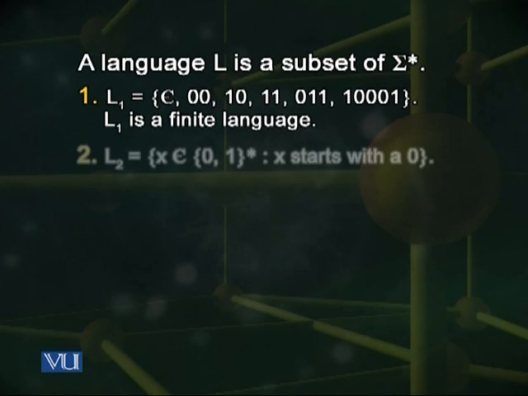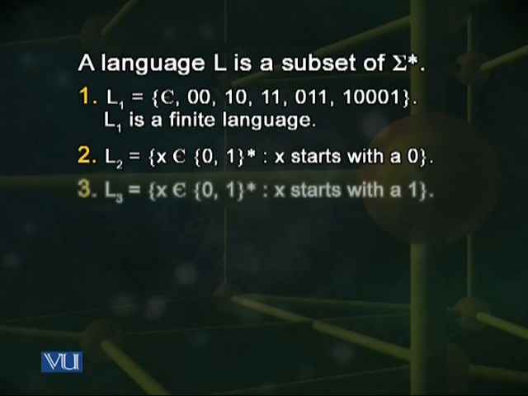Let's look at another interesting language, which is infinite. L2, which is the set of all strings over 0, 1, which start with a 0. So L2 consists of all the strings which start with a 0, and it does not consist of any string that starts with a 1. The language L3 is the set of all strings that end with a 1.